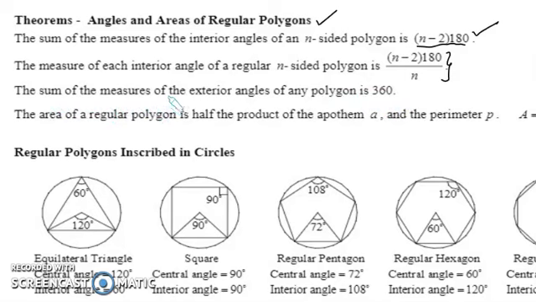The sum of the measures of all the exterior angles of any polygon is 360, and the area of a regular polygon is half the product of the apothem a and the perimeter P. That is, Area equals half times a times P. P is the perimeter, a is the apothem, and this is 1 by 2. So that gives you the area of the regular polygon.